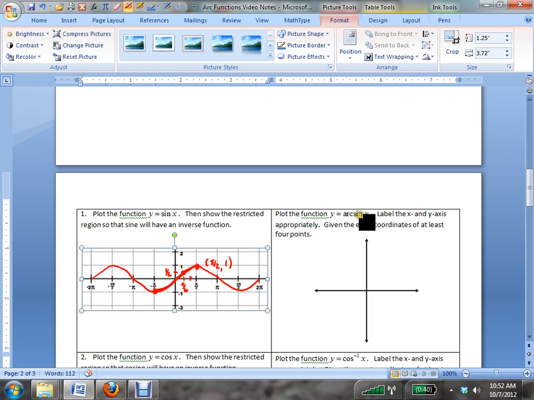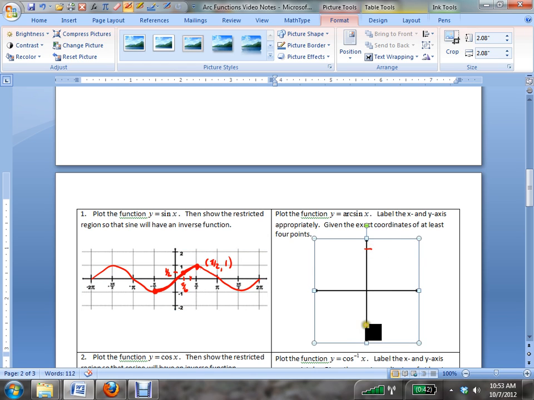Now let's go ahead and try to graph the arc function. Notice that my x and y will need to switch for the inverse function. So instead of labeling the x as negative pi over 2, that will become the labeling for the y-axis, negative pi over 2 to positive pi over 2. And then negative 1 to 1 was for the y-axis. That will become the x-axis scale.